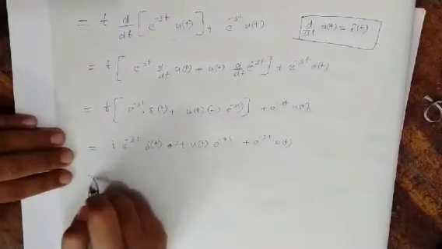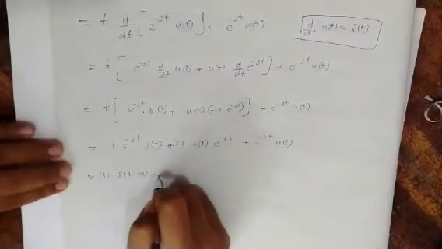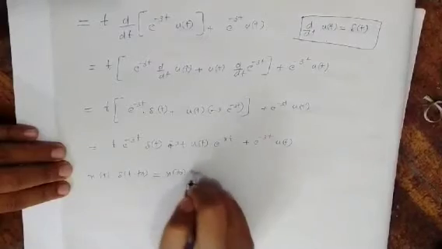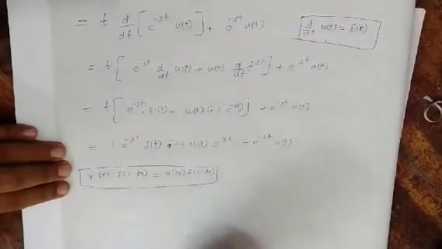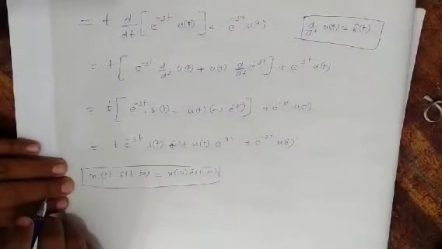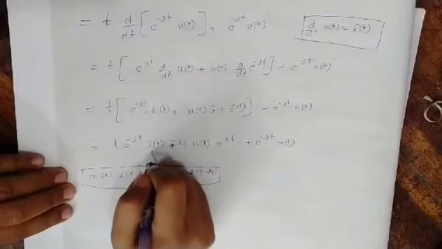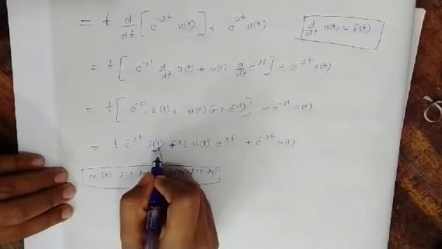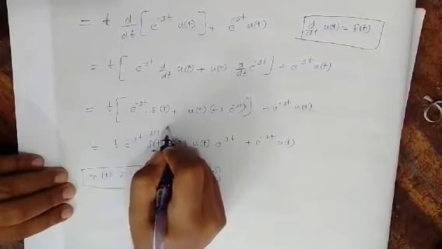And we know that x of t into del of t minus t0 will give us x of t0 into del of t minus t0. This is a property of the impulse response, a property of the delta function. So it is multiplied by what? Del of t minus 0. Instead of t0 we have 0.